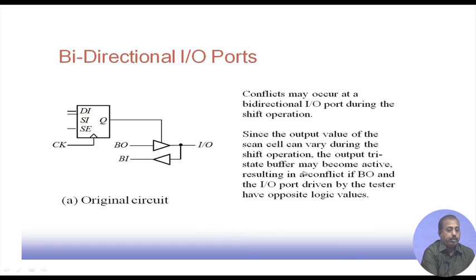The output tri-state buffer may become active, resulting in a conflict if this buffered output and the IO port driven by the tester have opposite logic values. So, the tester has given some value here for shifting into the system, and this BO line is something else computed by the combinational logic. If these two values differ, then there is a conflict at this point. So, that has to be avoided.